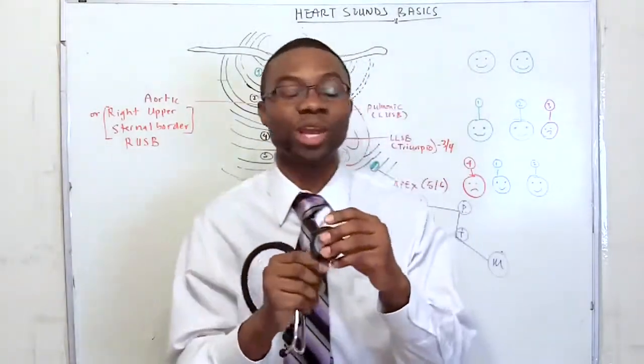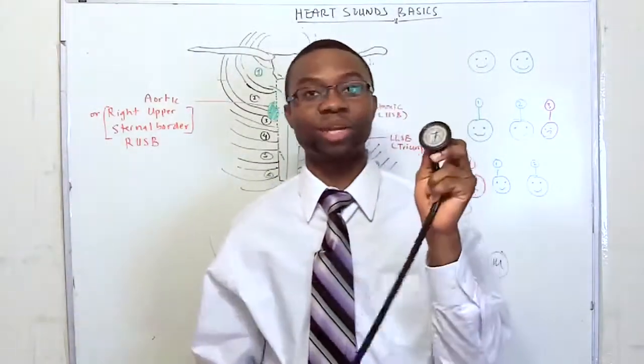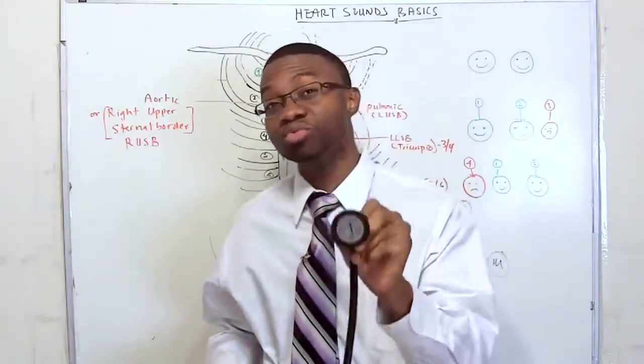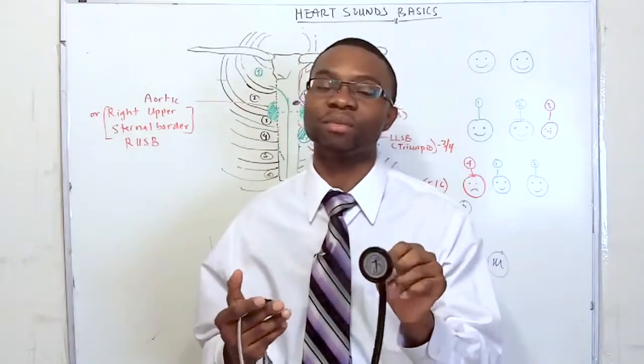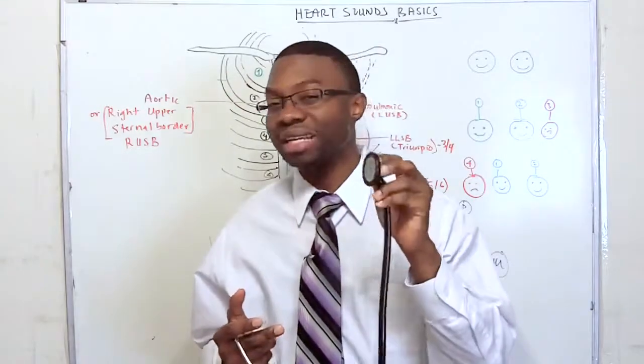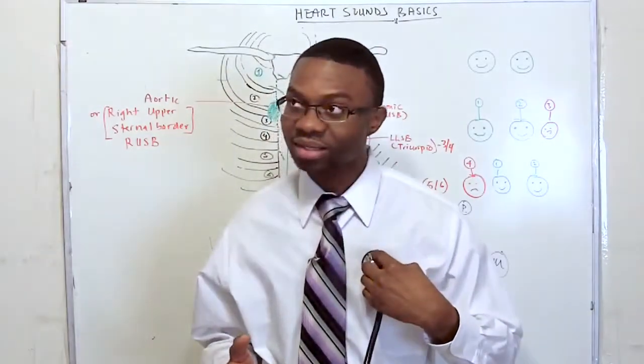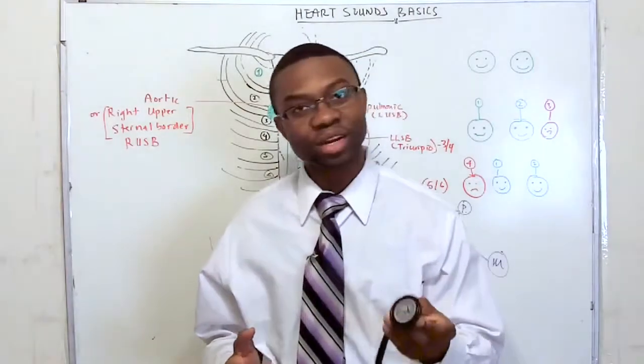Well, the bell is part. The way it works is it depends on pressure. It's a pressure gradient. If you press really, really hard, guess what? You're using the diaphragm. Now to use the bell, you have to lightly place it on the chest to listen. So you have to be very good at using this.